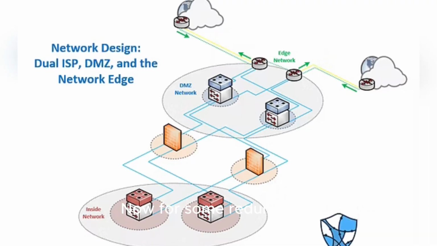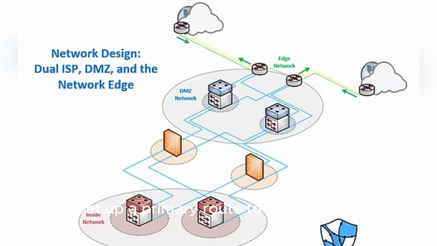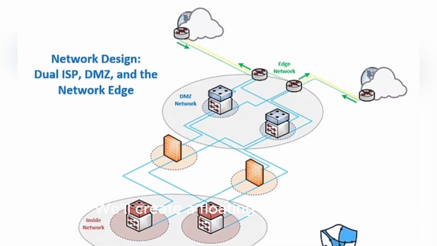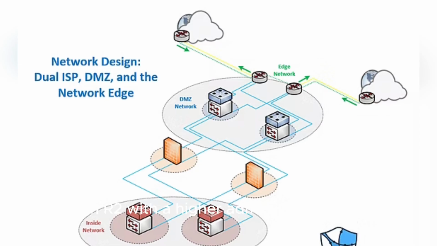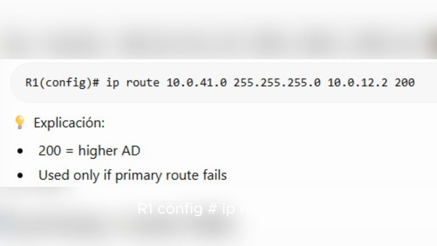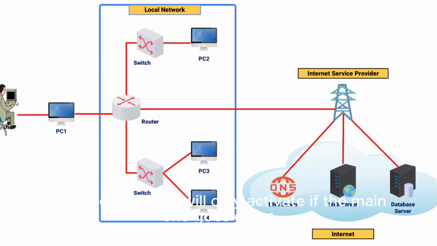Now for some redundancy. On R1, we'll set up a primary route to R4's LAN through R3. But what if that link fails? We'll create a floating static route through R2 with a higher administrative distance. Let's say 200. R1 config # ip route 10.0.4.0 255.255.255.0 10.0.12.2 200. This backup route will only activate if the main one goes down.